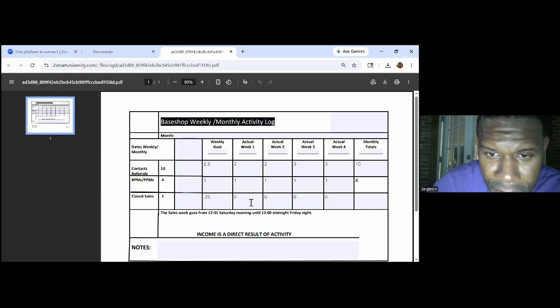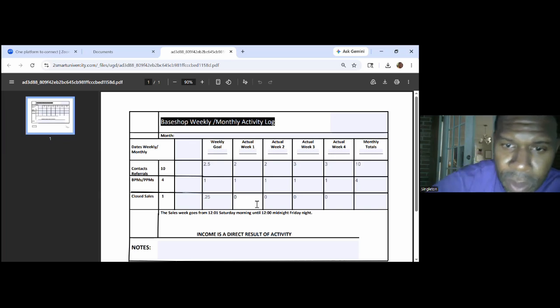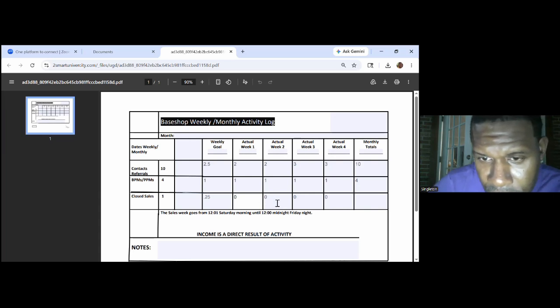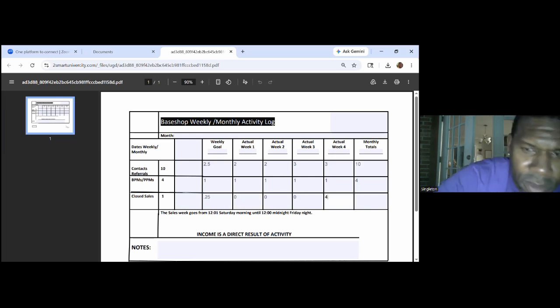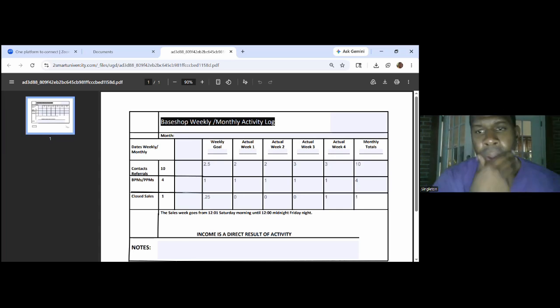Then we go into closed sales. We said we got 0 in week 1, 0 in week 2, and week 3 we got 0. Oh no, I'm sorry. In week 4, we got a sale. So now they actually got the sale, and it should make sense because they did the numbers.